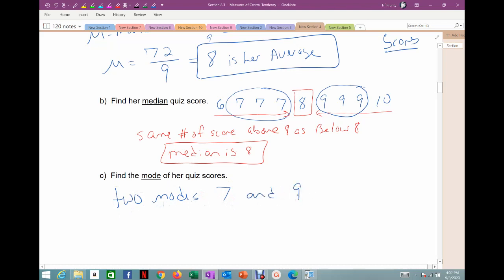Now, had one of those been 4 scores of one of them, then that would have been the 1 mode case. If every one of her scores had been different, that would have been the no mode case. Alright, so this happens to be the multiple mode case.